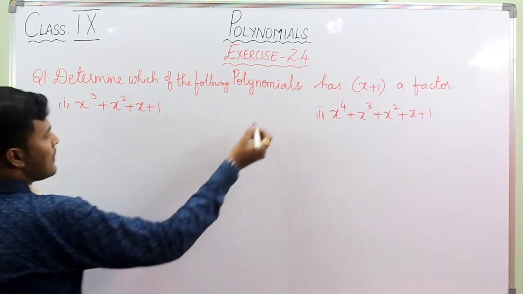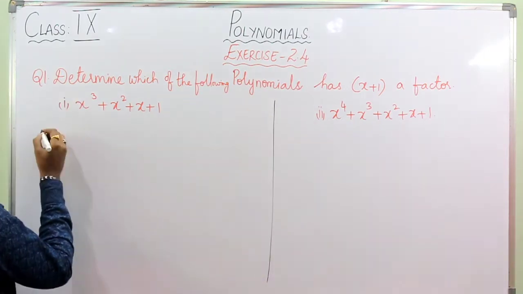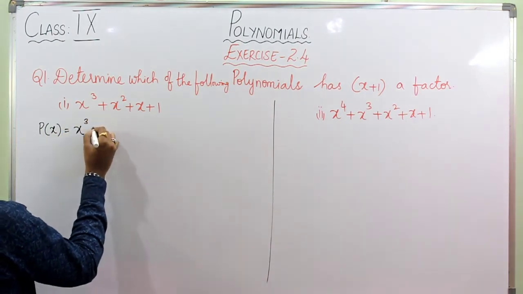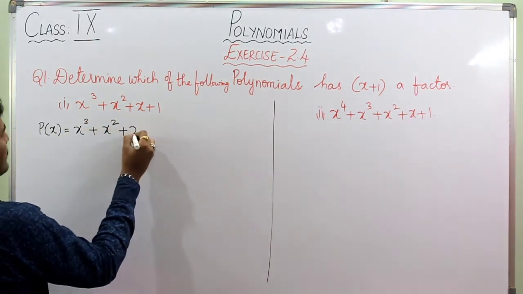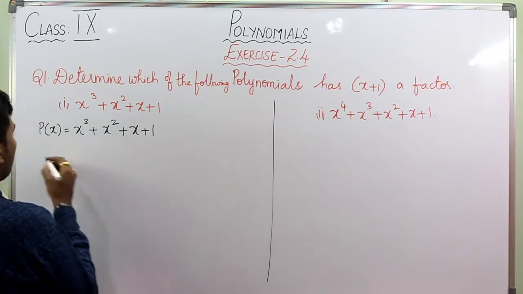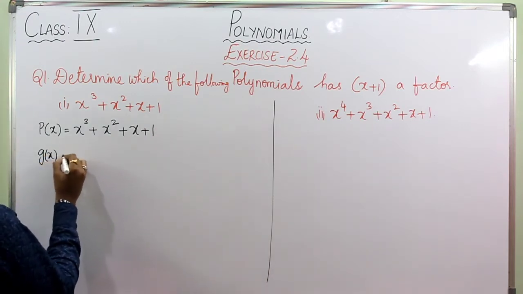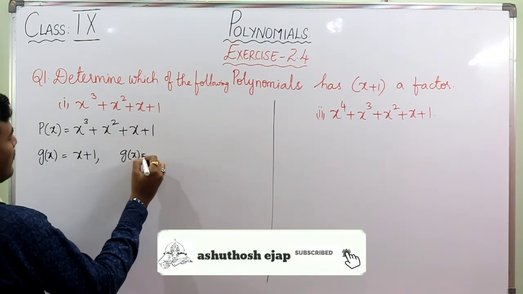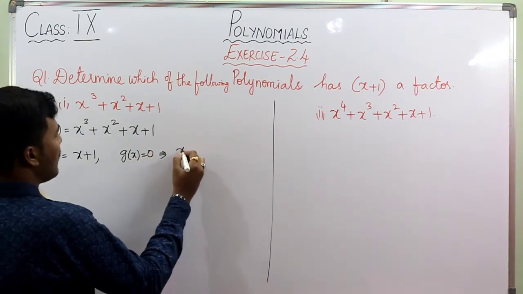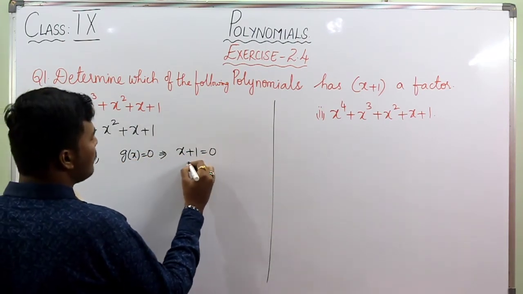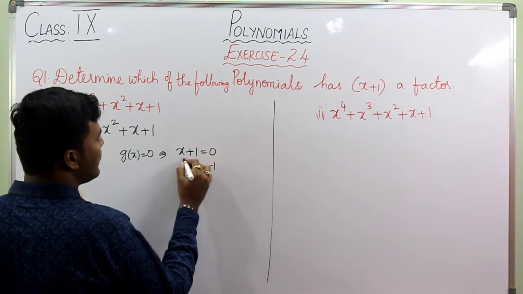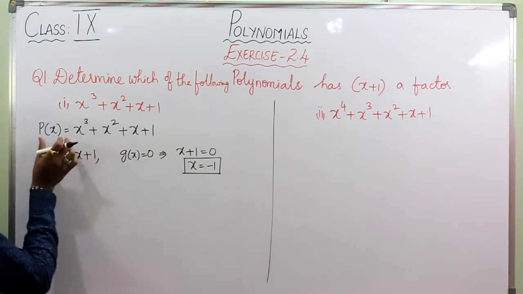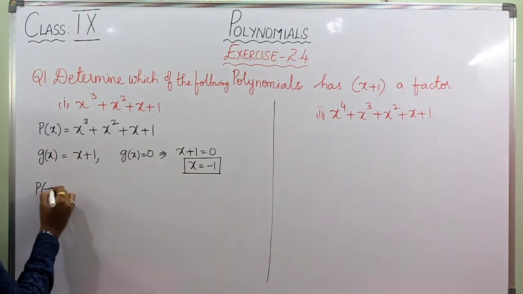Okay, so let us start with the first problem. That is, p of x is given as x cube plus x square plus x plus 1. So our g of x is x plus 1. So what we should do? g of x should be equated to 0. Then it will become x plus 1 is equal to 0. From that, x is equal to minus 1. Now let us substitute in this. That is p of minus 1.